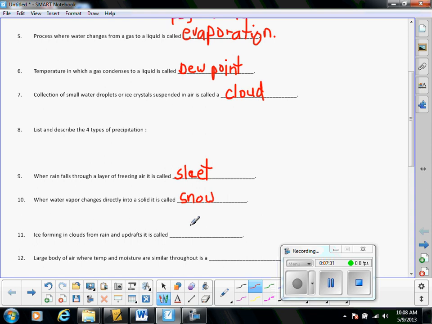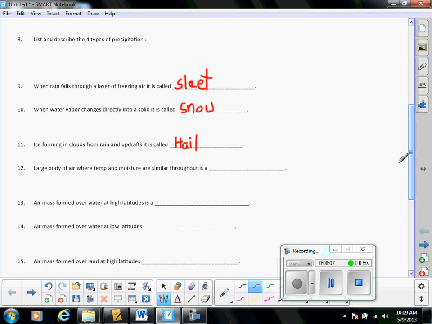Okay, ice forming in clouds from rain and updrafts is called hail. Now the size of the hail depends on how often those hailstones go up into the cloud. So every time an updraft picks up that piece of hail and goes up into the cloud, a new layer of ice forms around it. So the stronger the updraft, probably the larger the hail.